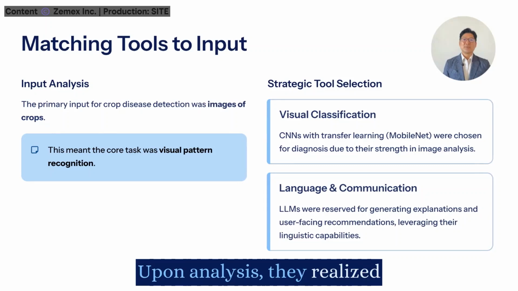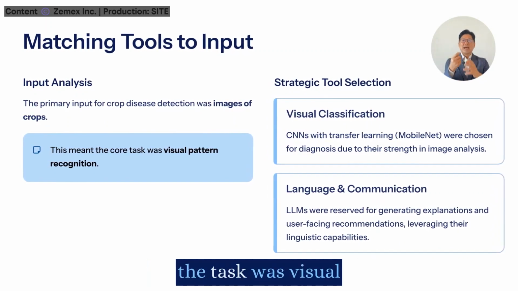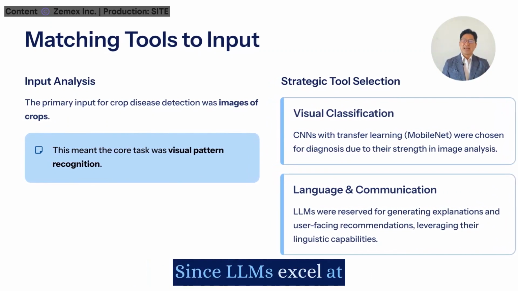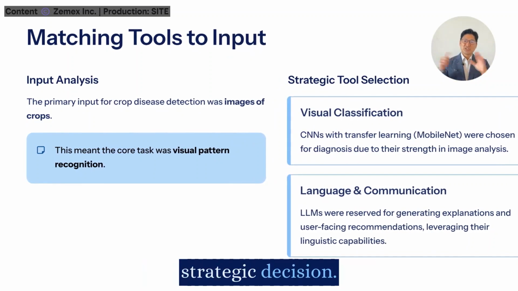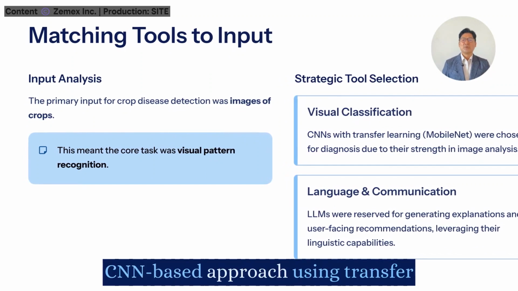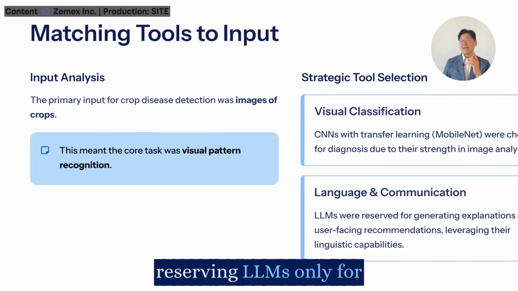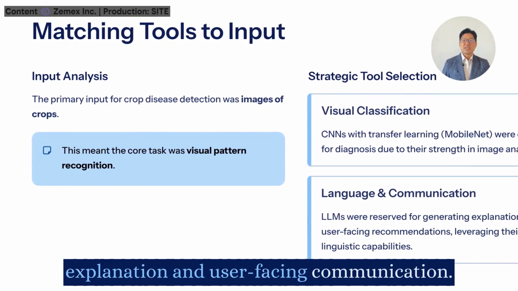Upon analysis, they realized the primary input was images of crops, meaning the task was visual pattern recognition. Since LLMs excel at language rather than visual classification, they made a strategic decision. The team adopted a CNN-based approach using transfer learning with MobileNet, while reserving LLMs only for explanation and user-facing communication.